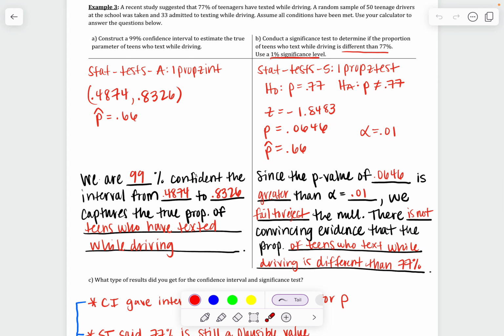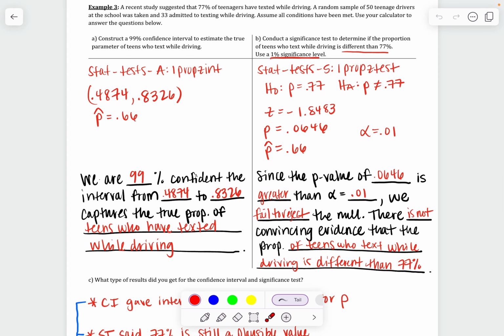So we're not even going to check conditions. I solely went to the calculator. I went to STAT TESTS, A for the 1-PropZInt, and 5 for the 1-PropZTest. When you're actually writing this in the calculate section, you will formally name these tests, like 1 sample Z test for proportions, 1 sample Z interval for proportions. But for this problem, we're just trying to relate these things together. And from the calculator, I got my interval, my Z-score, and my p-value.